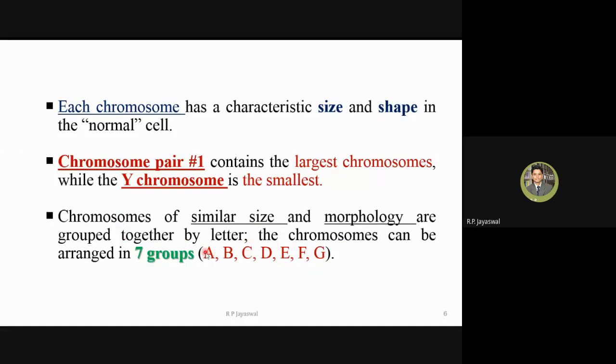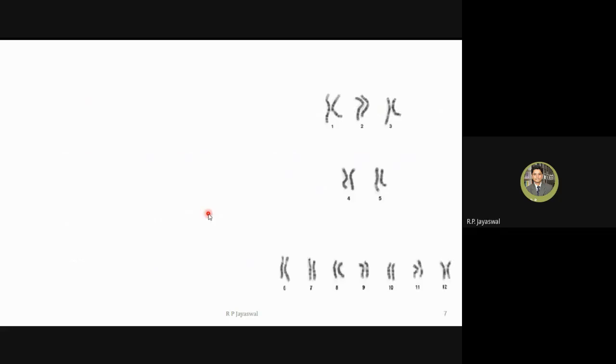There are 7 groups. The letter is used to group the chromosomes based on their size and morphology. So A, B, C, D, E, F, G. There are 7 groups of chromosomes which are divided based on their size and morphology. So this is what we have seen here.